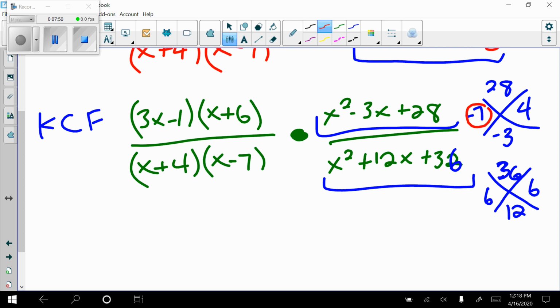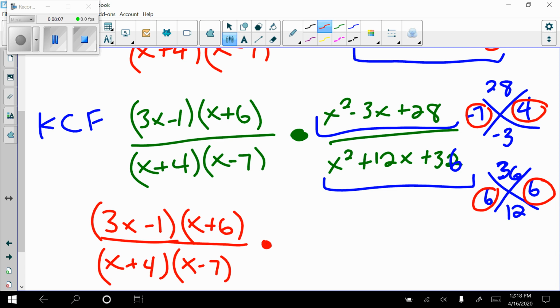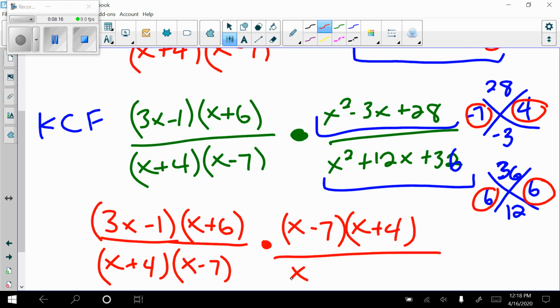So factoring, I just need to rewrite them as factors using these two numbers. So again, the first fraction stays the same. I'm not doing anything to it. The only thing I'm changing here is that for the second one I do want to factor it. That way you can start to cross things off.